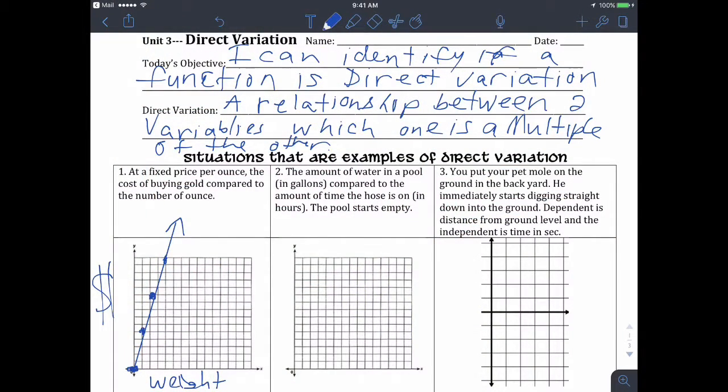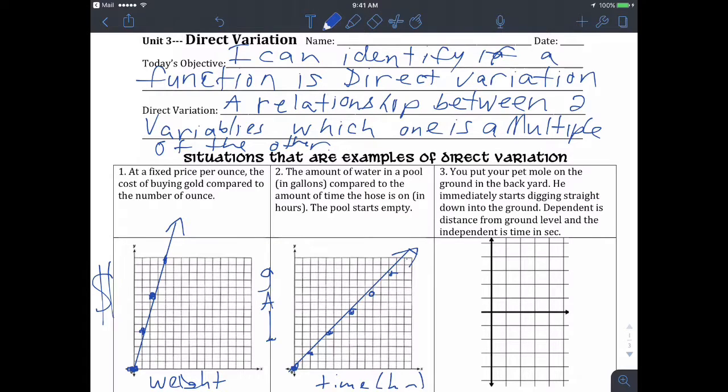For this one, the independent variable is going to be the time in hours. So let's put time, in hours. And then the dependent variable is going to be the gallons. Since it started at empty, it's going to start at 0. Then each hour that passes by, it's going to increase by the same amount because the water coming from the hose is going in at a constant rate. So this is what this graph would look like right here.